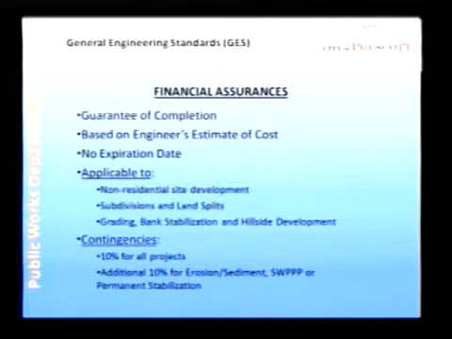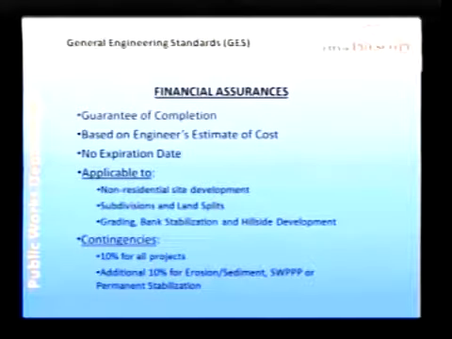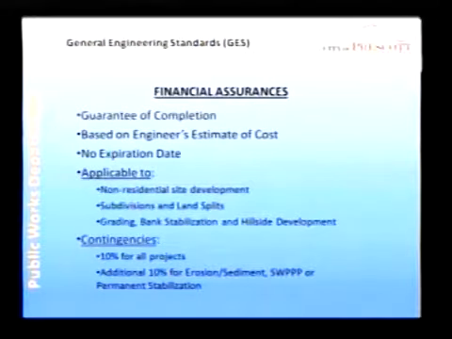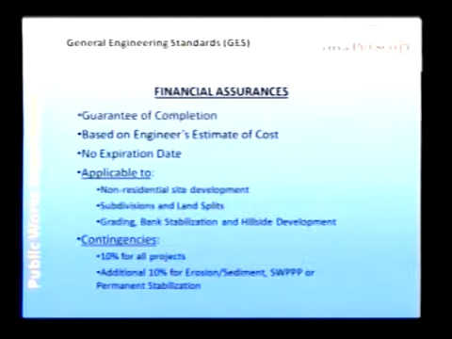Those assurances are always based on the engineer of record's cost estimate for the work for the public improvement, and they never have an expiration date. As I mentioned, it's applicable to non-residential single-site development, subdivisions and land splits, grading, bank stabilization, and hillside development. All financial assurances have a contingency for unknowns. 10% is withheld for all projects until the completion of the project.